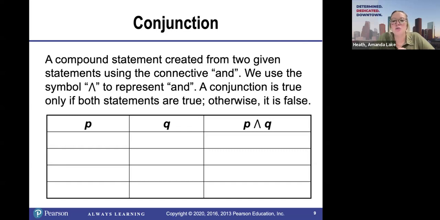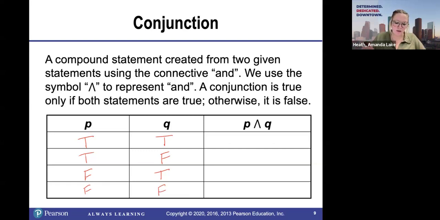So a conjunction is true only if both statements are true, otherwise it's false. So when we have statement P, we know that statement P can either be true or it can be false. So statement P can be true and Q could be true also. Statement P could be true and Q could be false. Then we have if statement P is false, then Q can be true or Q could be false.